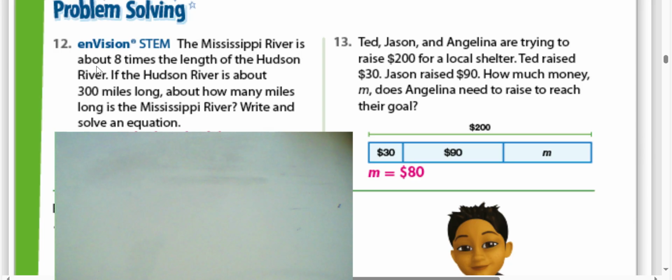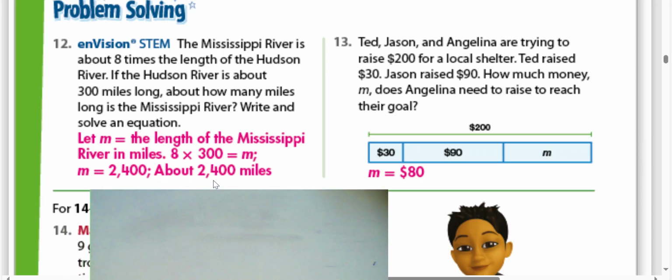Mythical River is about 8 times the length of the Hudson River. The Hudson River is about 300 miles long. How many miles long is Mythical River? Write and solve an equation. We can find the product of 8 and 300. 3 times 8 equals 24, and then write double zero behind it. The result will be 2,400 miles.